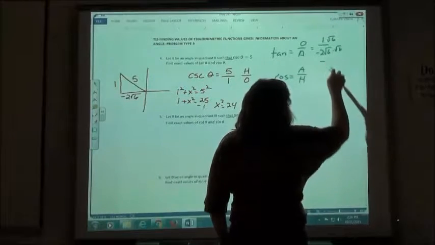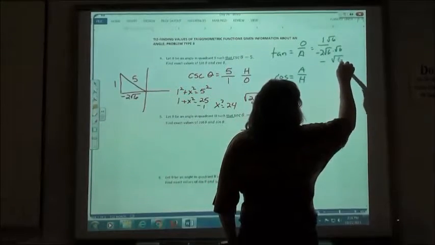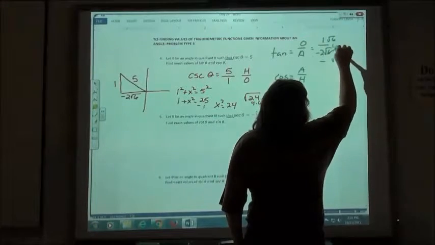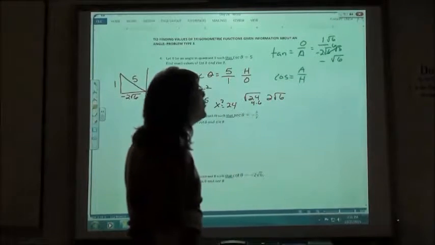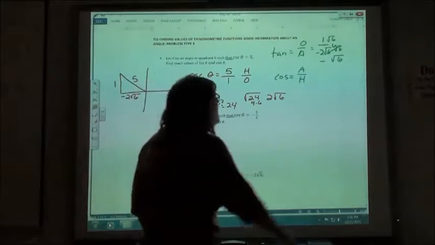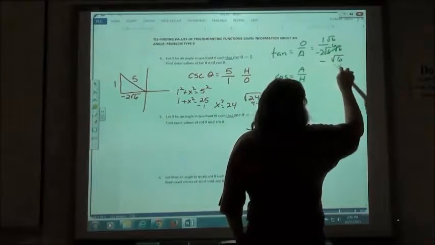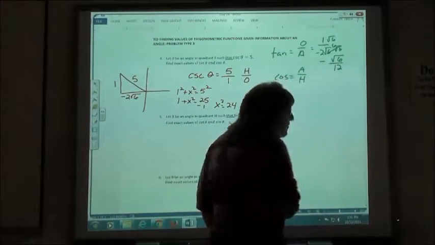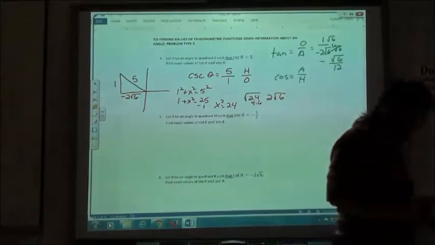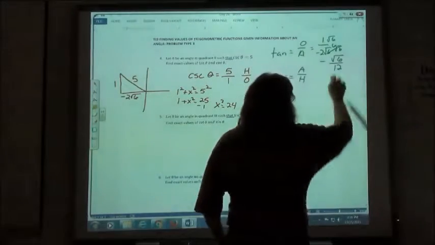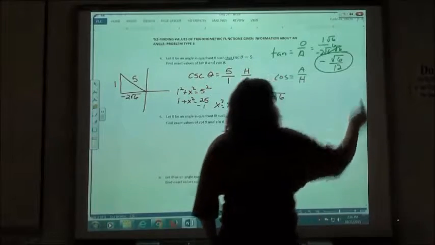So negative is going to be in front. I'm going to have square root of 6. 6 is going to be the value there when I take the square root of 6 times the square root of 6. So 2 times 6 is going to give me 12. I move the negative out in front. So I end up having negative square root of 6 over 12 for my answer.